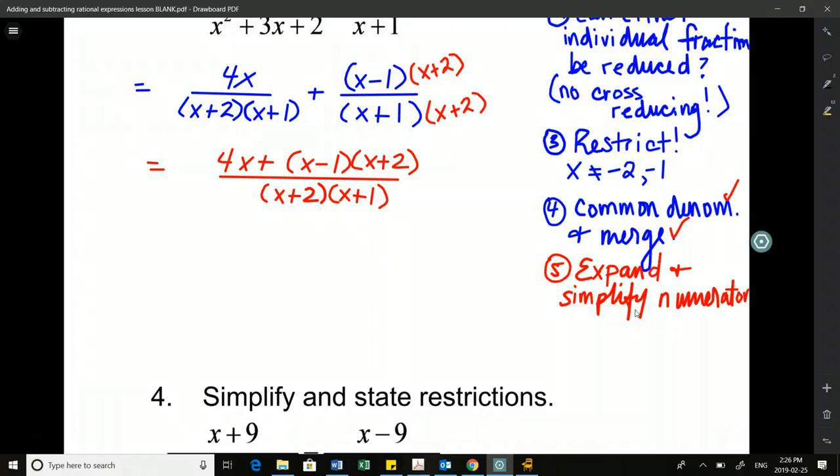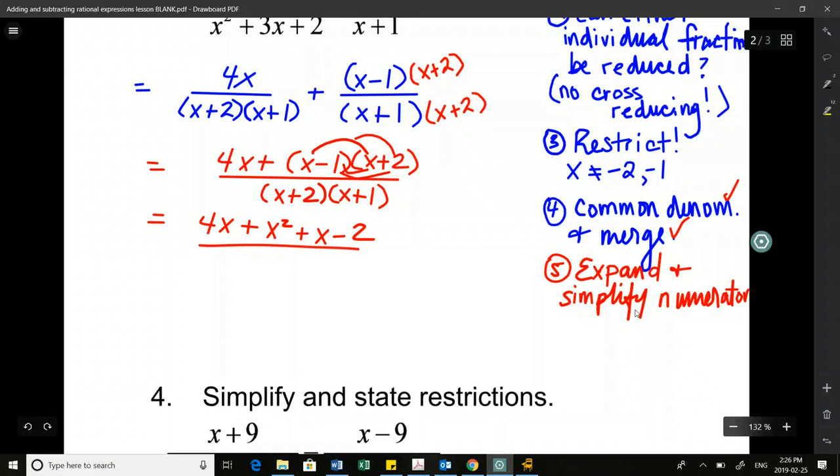Okay, so I'm going to FOIL this right here. And because it's being added, I can actually just drop out the brackets once I've done that, because I'm just adding whatever I get there. So it's x squared plus x minus 2. That's what it looks like when it's expanded. Okay, that's the expand part. I'm going to gather up some like terms up here. x squared plus 5x minus 2.